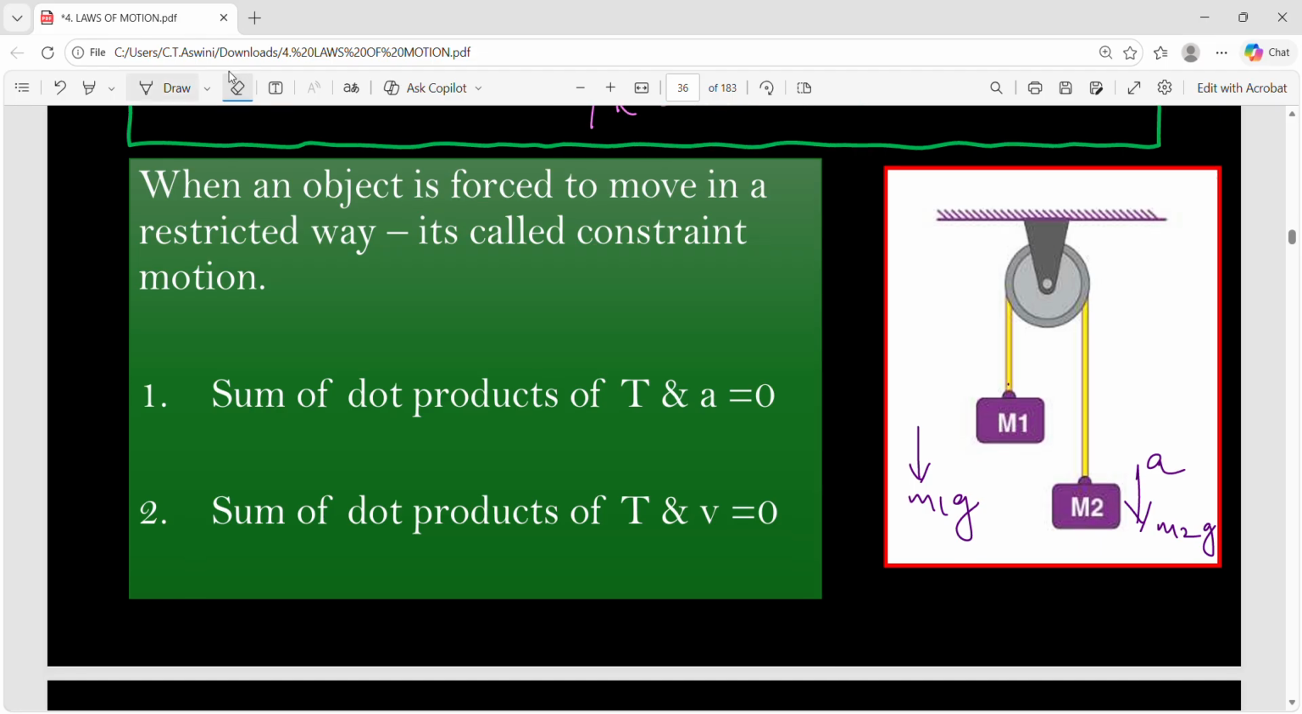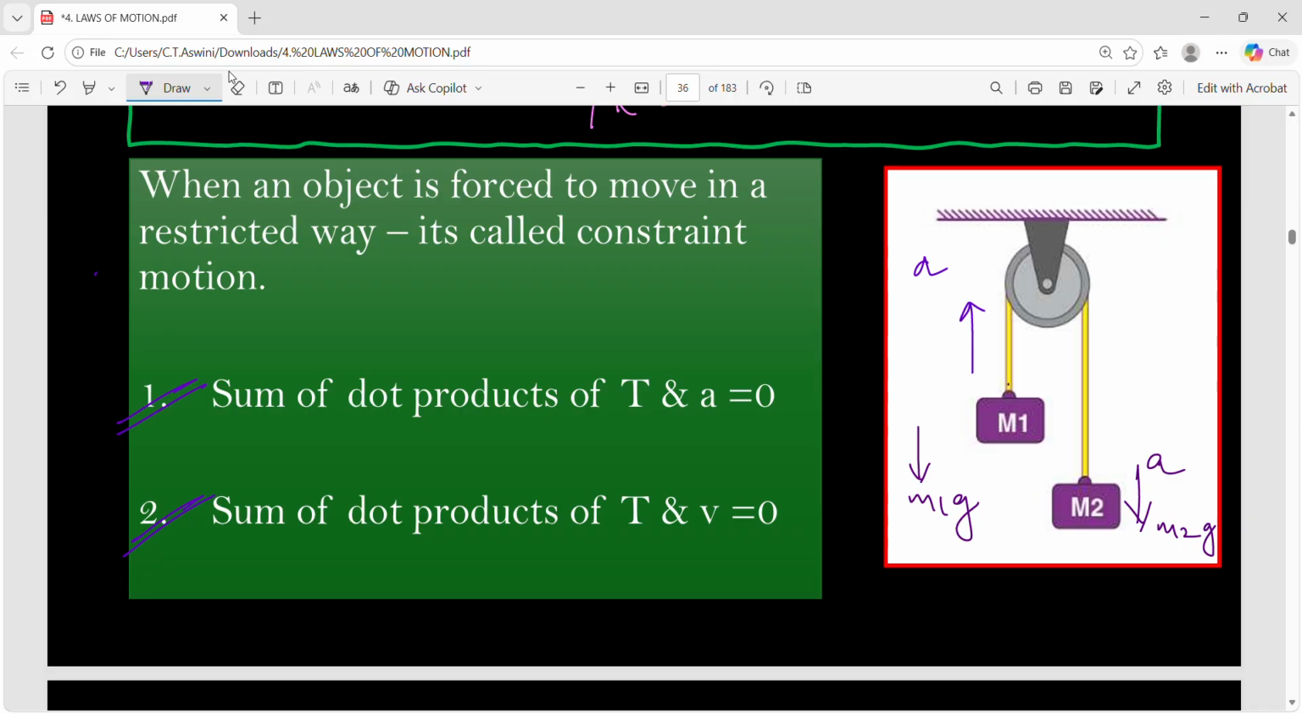What is the weight direction on M1? It is downward, right? But will it move downward? No. How will it move? It will move in the upward direction. Why? Because it is connected. If M2 is moving down, no other option, M1 has to move up. That means its motion is restricted and it has to move in the upward direction only. So this is what is called constrained motion.